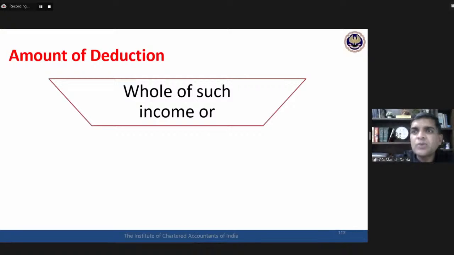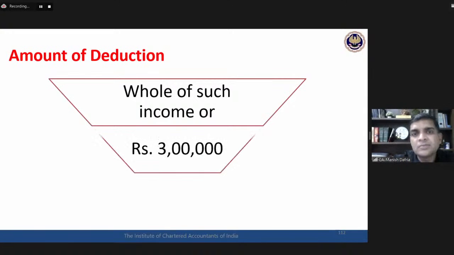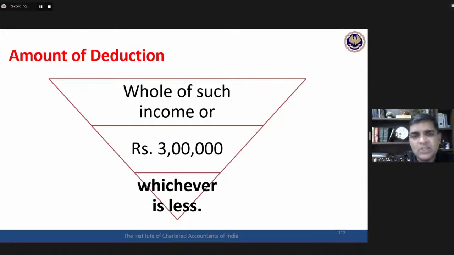How much is the amount of deduction? Again, whole of this income or 3 lakhs of rupees, whichever is lower. Same limit which is there in 80QQB, same limit is applicable for 80RRB also, up to 3 lakhs or the actual income, whichever is lower, that is the deduction available under section 80RRB.